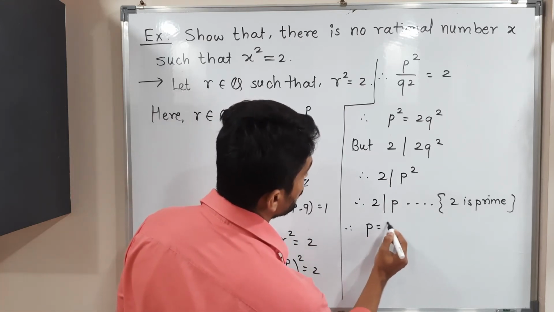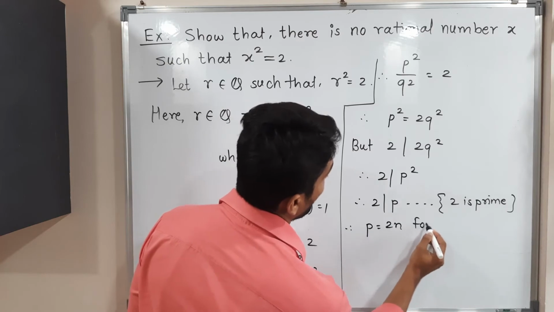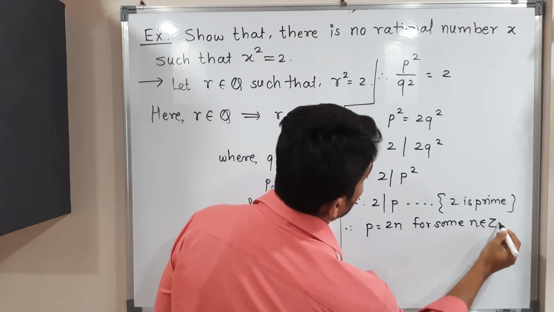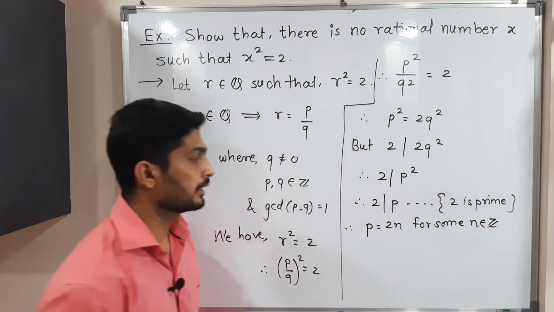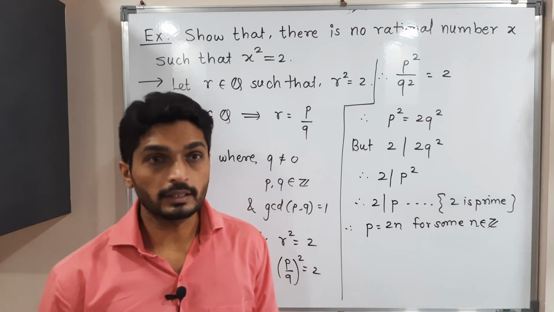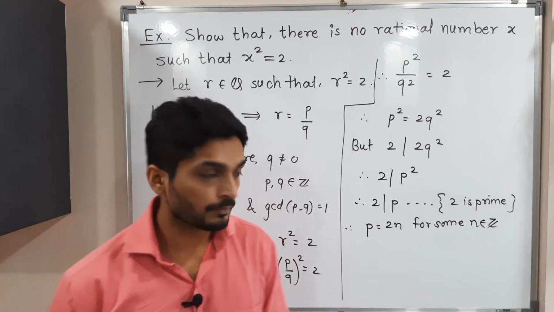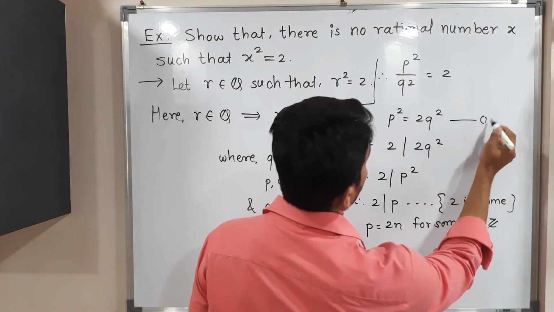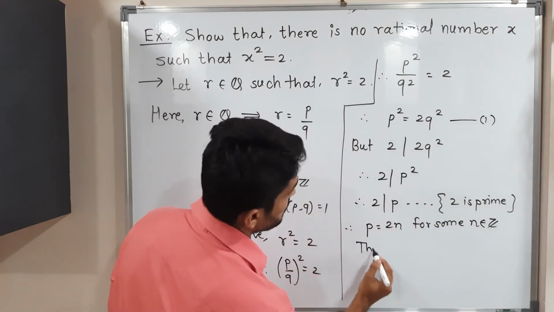Therefore, p is also 2n for some n belonging to the positive integers. So 2 divides p, that means p should be a multiple of 2. So p is equal to 2n. Then what will I do? I will call this equation 1.